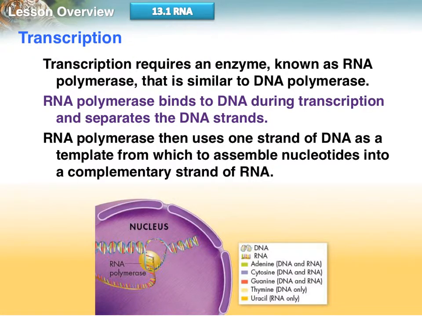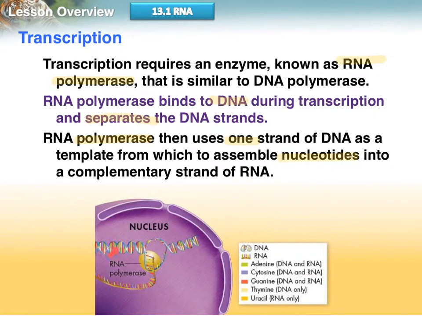Transcription requires an enzyme, the enzyme known as RNA polymerase. It's similar to DNA polymerase, the enzyme that we use to make a copy of the DNA. It binds to the DNA during transcription. It separates the DNA strands. It unzips the DNA and separates the two strands. And then the polymerase uses one of the strands of DNA as a template and assembles nucleotides according to the base order, A with U, C with G, to make a complementary strand of the RNA.